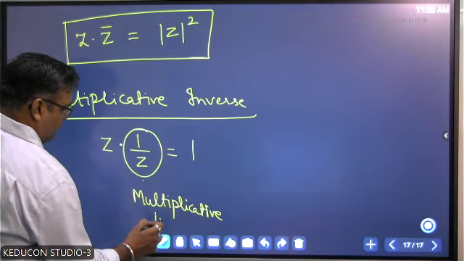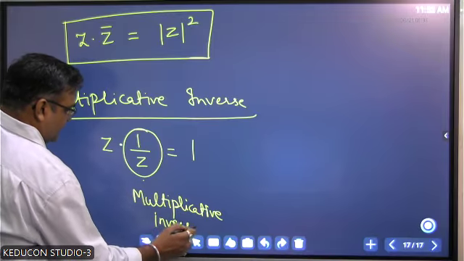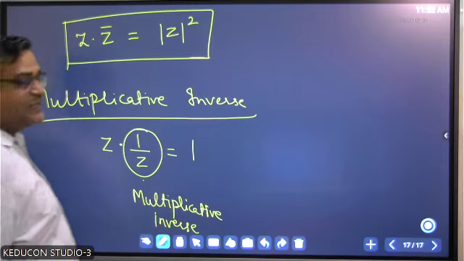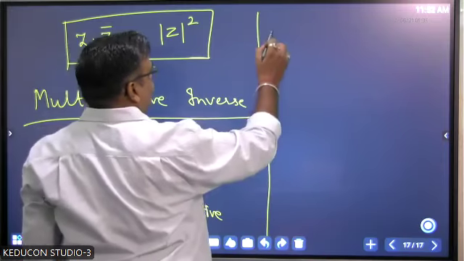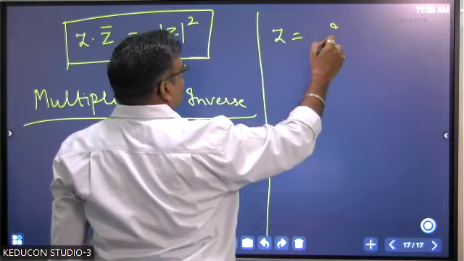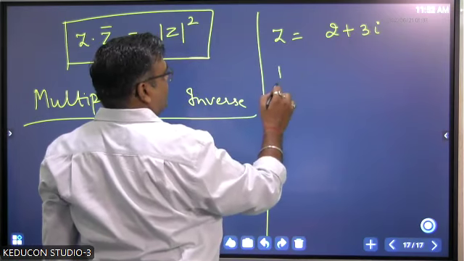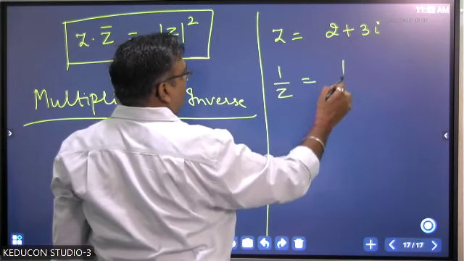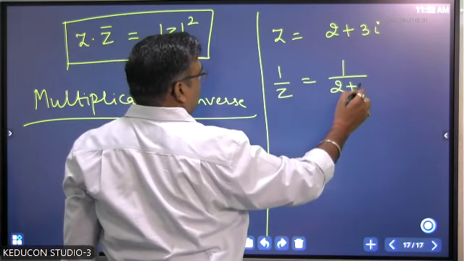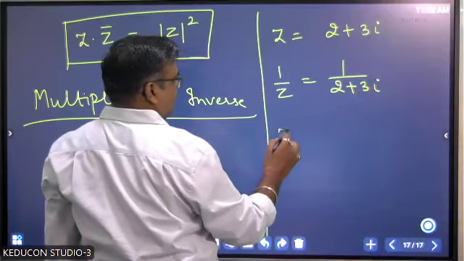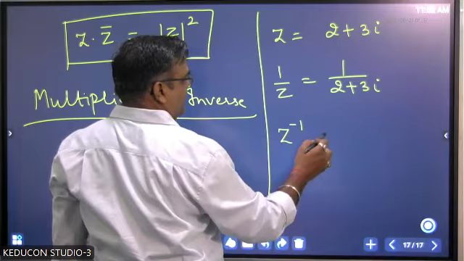Multiplicative inverse of z, right? For example, you have a complex number z, let's say 2 plus 3 iota. Its multiplicative inverse will be 1 by z, that is 1 upon 2 plus 3 iota. Generally, it is written as multiplicative inverse, right?